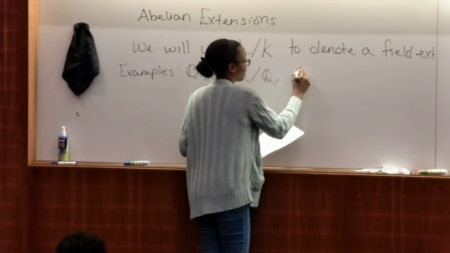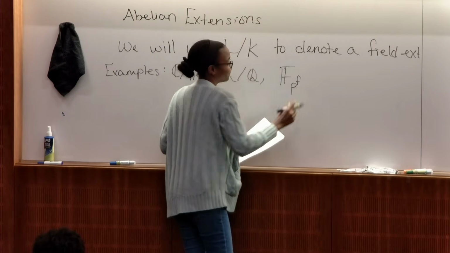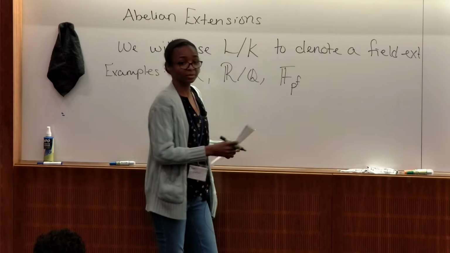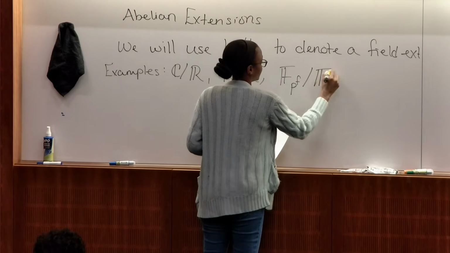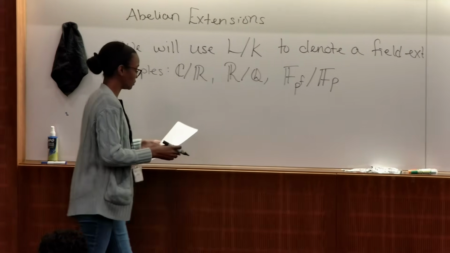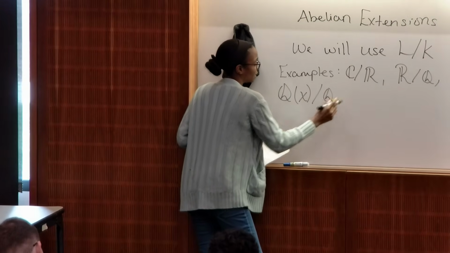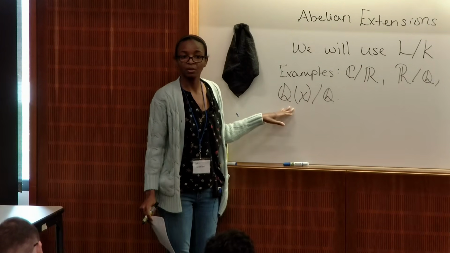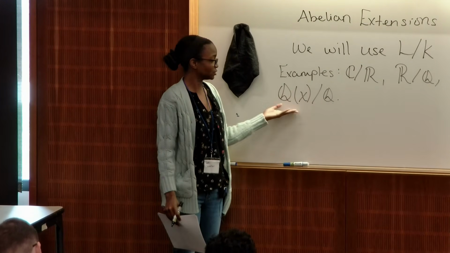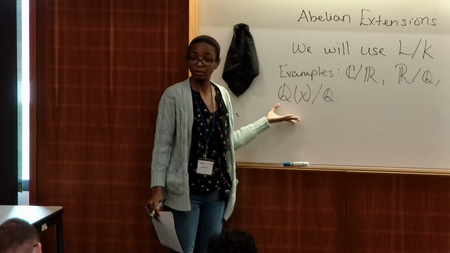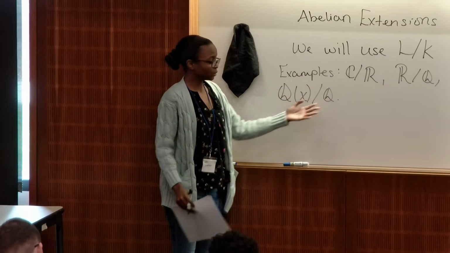Alvaro was just talking about finite fields. So if I have a finite field with p to the f elements, it is an extension of the finite field with p elements. And if you've ever seen all of the rational functions, so these are quotients of polynomials where the restriction is just that the denominator is not identically the zero polynomial, this is also a field over the rational numbers.